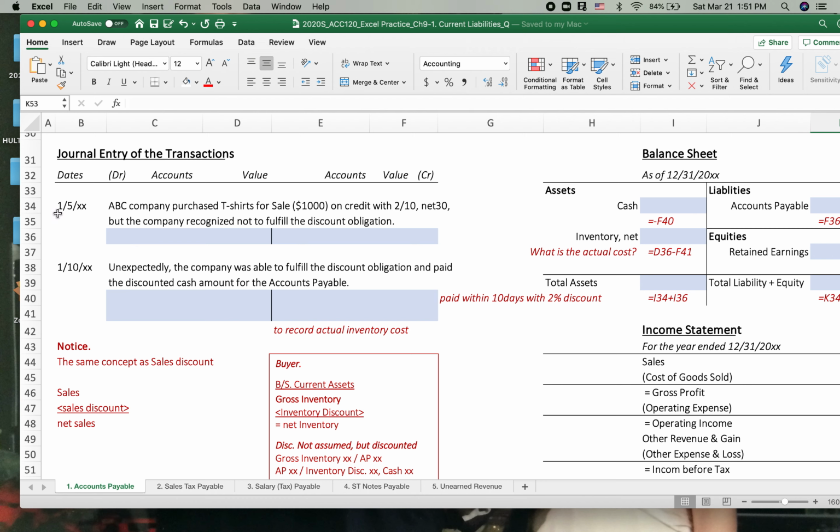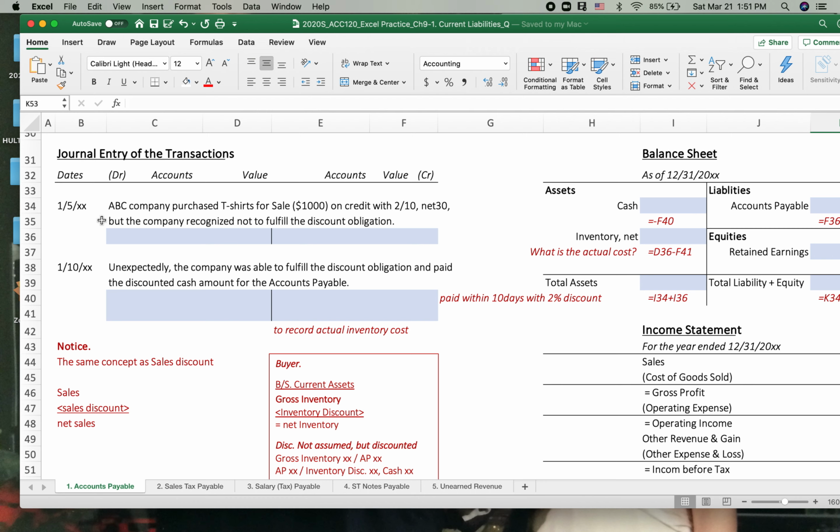On January 5th, the ABC company purchased t-shirts for sales, $1,000, which is inventory, the price, on credit with 2/10 net 30. Again, 2% discount if you pay to the vendor within 10 days. Otherwise, you have to pay the full amount within 30 days. But the company recognized not to fulfill the discount obligation.